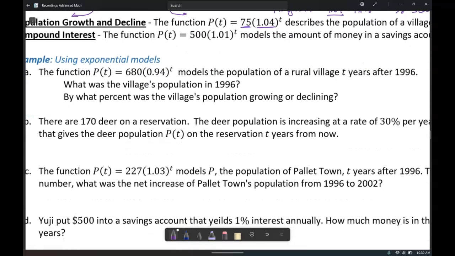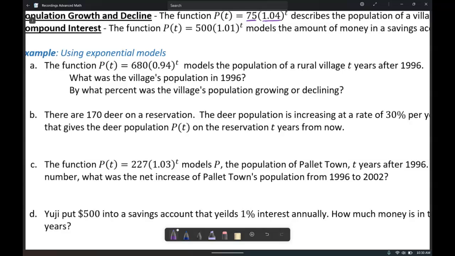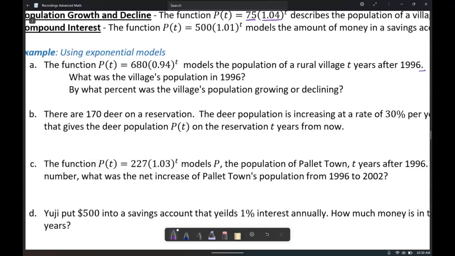So looking at a couple models, the function p of t models the population of a rural village t years after 1996. Well, if we want to know the village's population in 1996, that's when time equals 0. That's the starting value, and so the starting value is 680. How do we know that 680 is the initial value? Let's take some time and actually evaluate the function for p of 0.